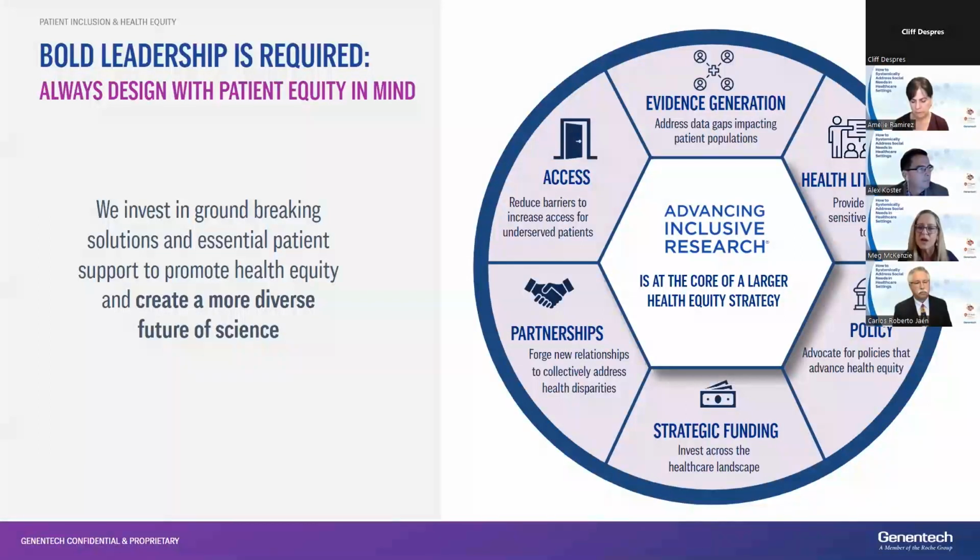So we can ensure the populations with the disease are included and we understand how medicines are working in all populations. And we have policy makers who are on the Hill trying to ensure we improve access to insurance. And our strategic funding group is in giving, and they are doing long-term partnerships trying to come to communities to improve access.